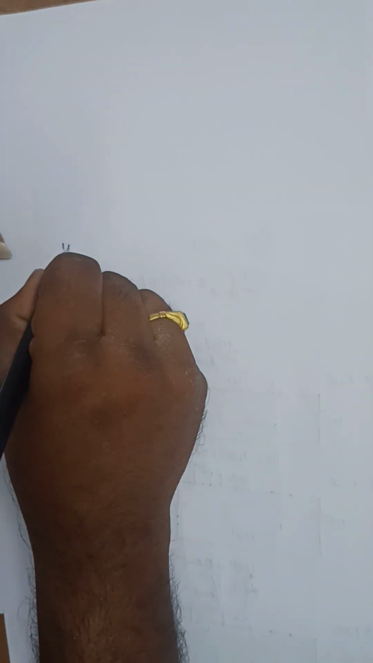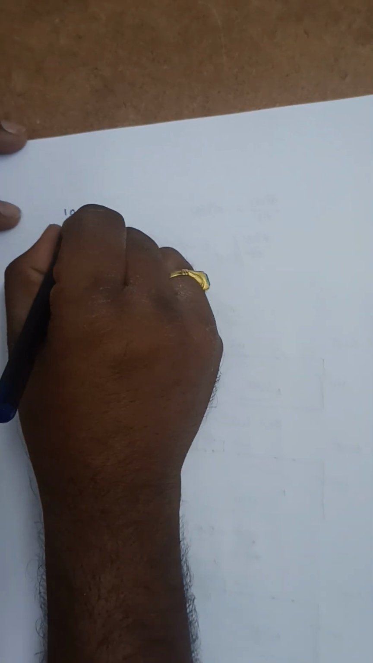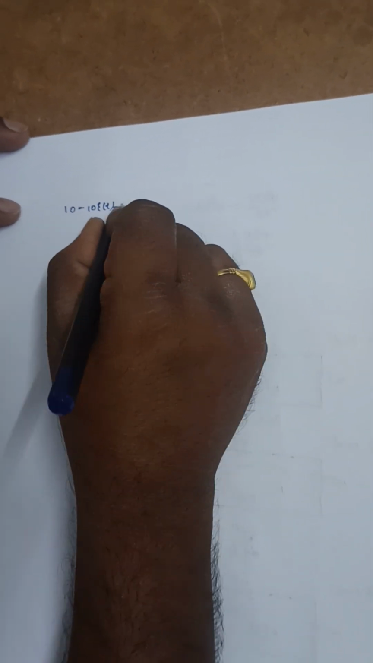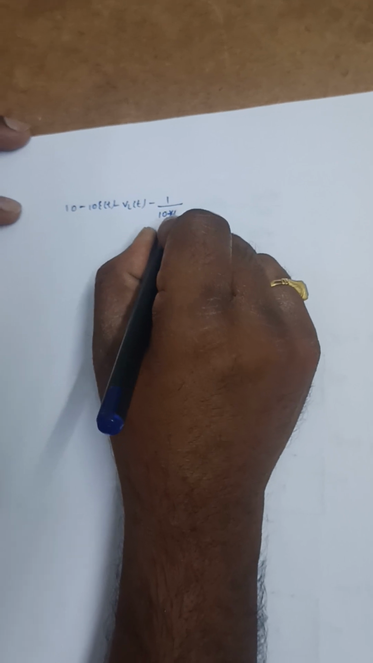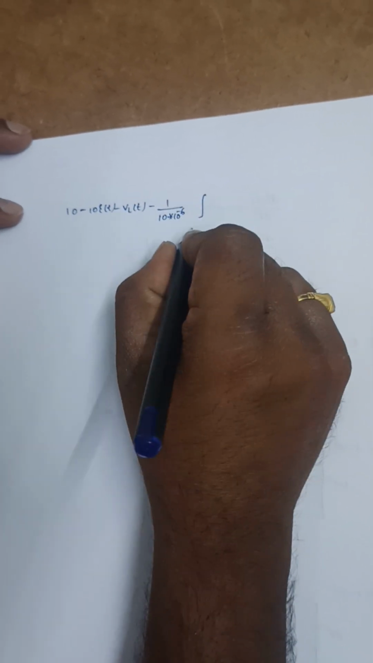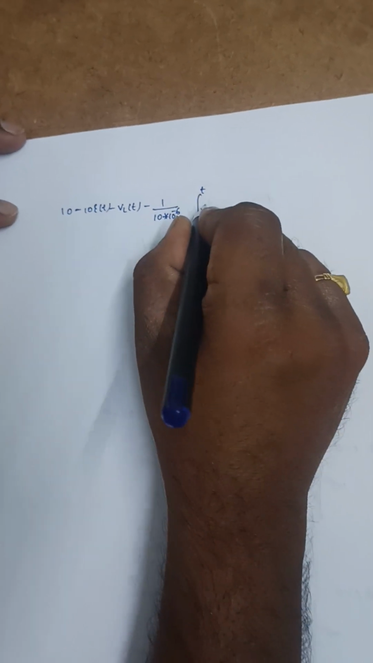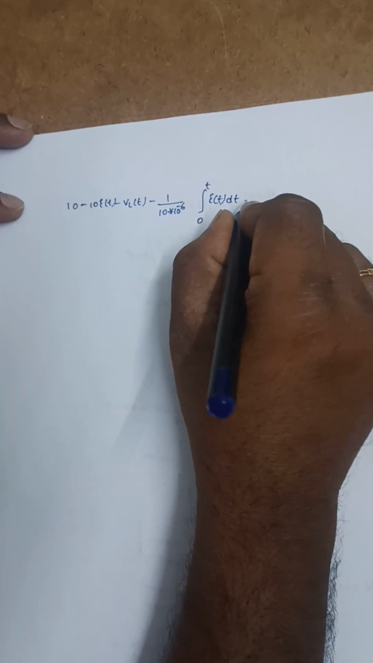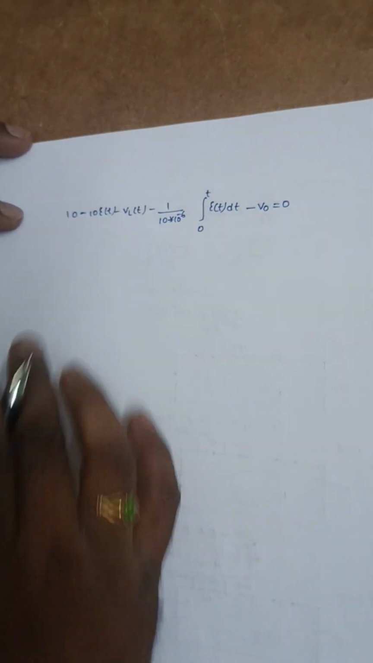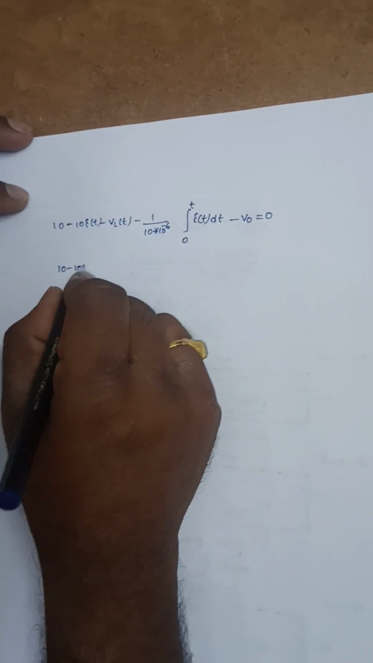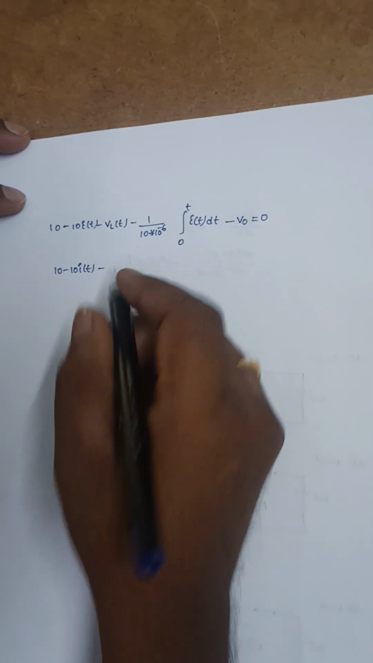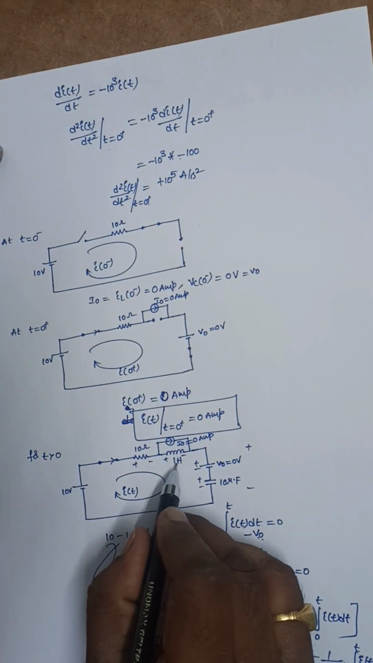10 minus 10 into I of t minus VL of t minus 1 by 10 into 10 power minus 6 integral 0 to t I of t dt minus v0 is equal to 0. The same expression I wrote here. And VL of t is nothing but 10 minus 10 into I of t. VL of t is L into di by dt. What is the value of L here? It is 1 Henry.